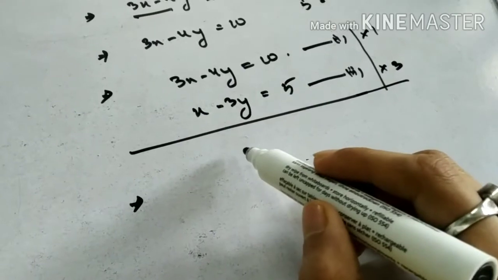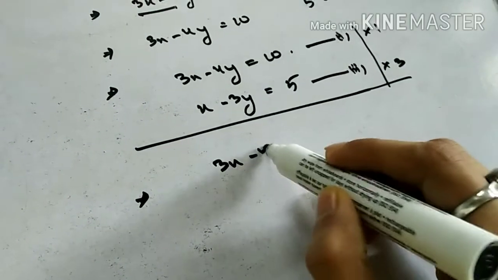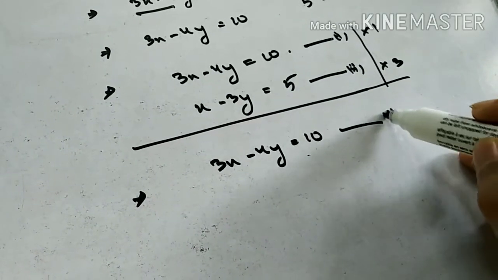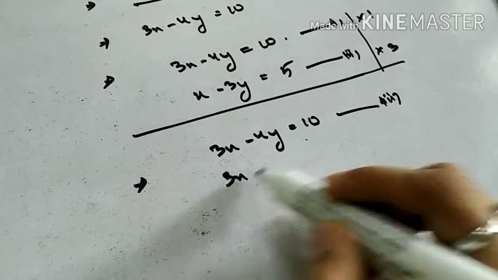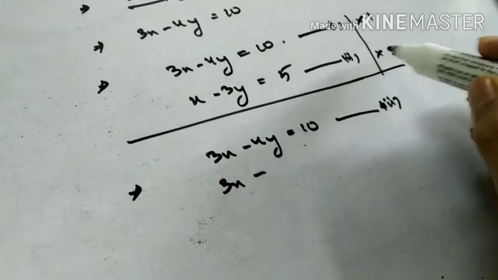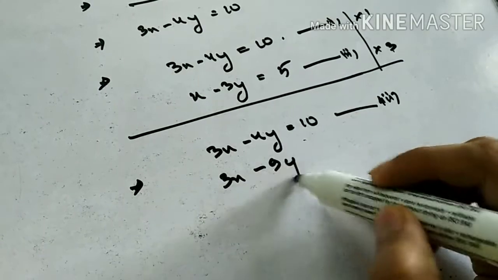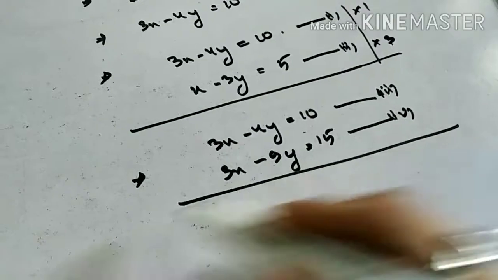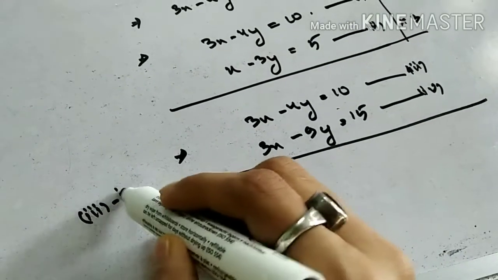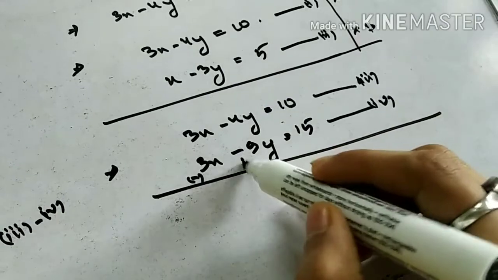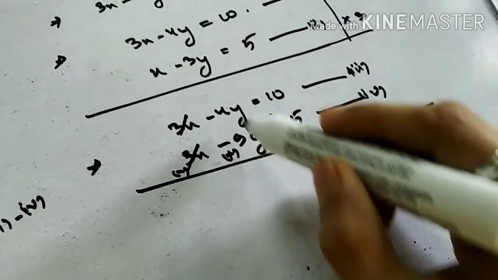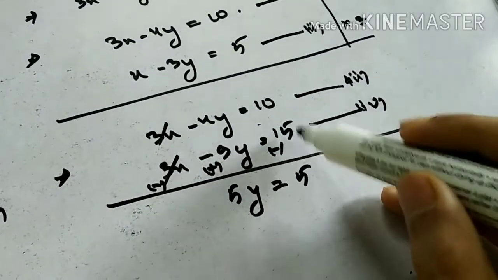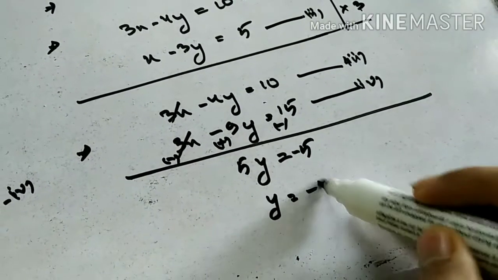So I will get 3x minus 4y is equal to 10. This is equation number 3, and this becomes 3x, 3 into x, 3x minus 3 into 3y, minus 9y, 3 into 5 I will get 15. This is our equation 4. Now I will do 3 minus 4. So minus, minus becomes plus, and the 3x is gone. This becomes 5y is equal to minus 5. So y is equal to minus 1.